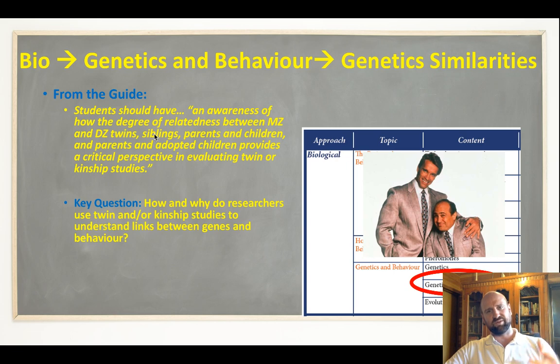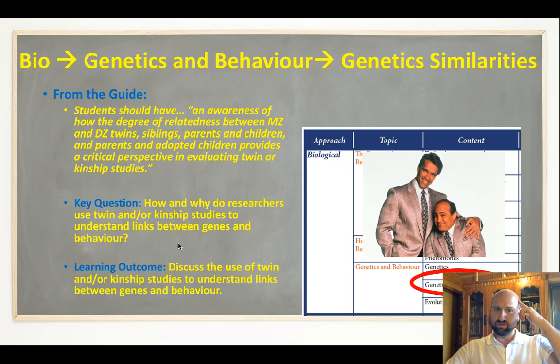What's the exam? What are we looking at here? How and why do researchers use twin and or kinship studies to understand links between genes and behavior? I think that's what we're looking at, because this degree of relatedness is a little bit superfluous. If they understand how and why twins or kinship, so for example, adoption studies, or relationships between parents and children, then this degree of relatedness is suggested in that question.